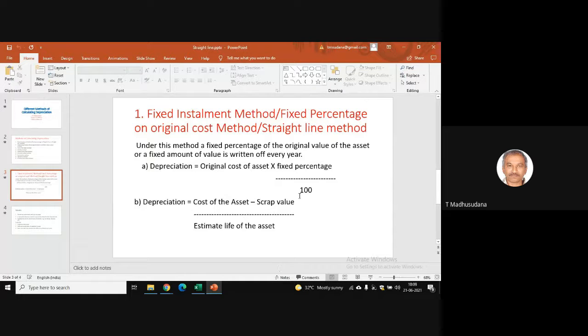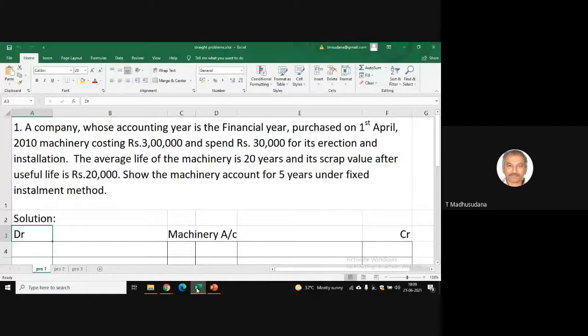So now we try to solve one problem in the first method, in the fixed installment method. So please all of you write down this problem.